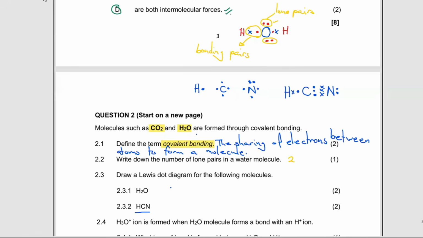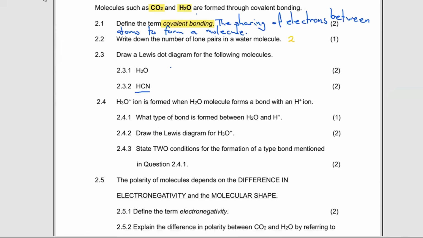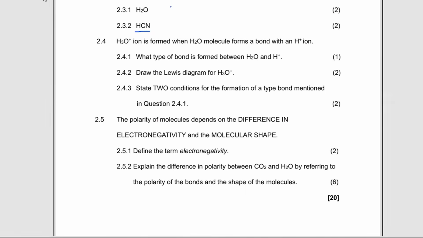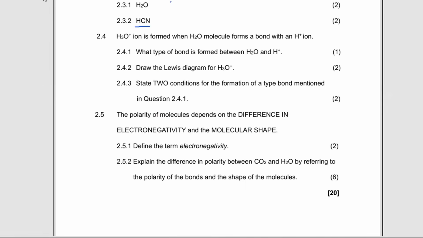Then we proceed to the next question, which says question 2.4 reads, H3O+ ion is formed when an H2O molecule forms a bond with an H+ ion. So H3O+ ion is formed when an H2O molecule forms a bond with an H+ ion. Then what type of bond is formed between H2O and H+ there?